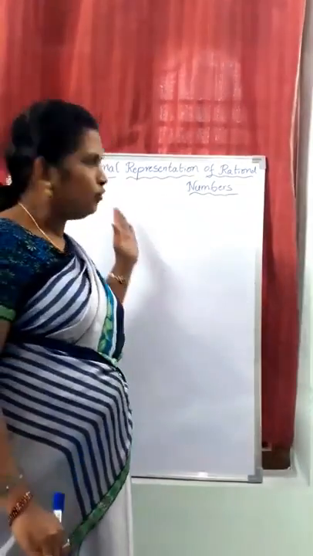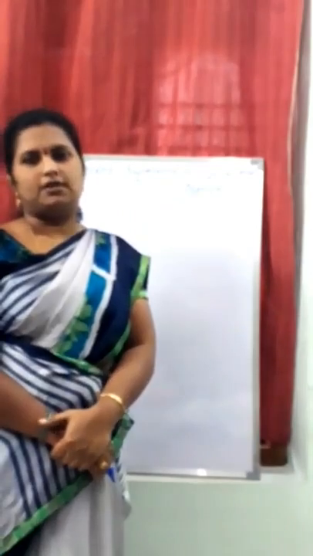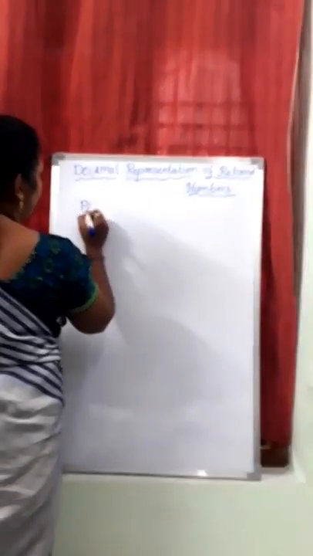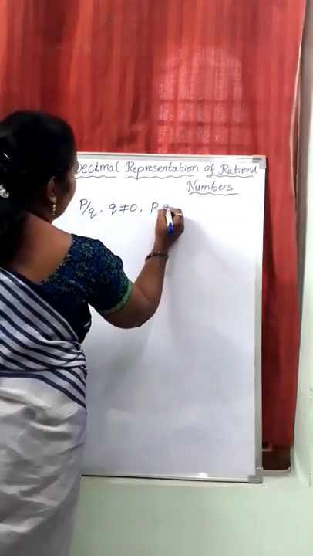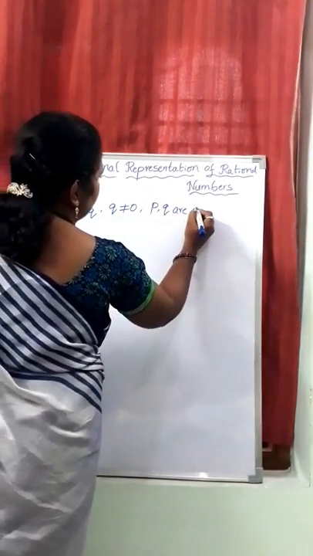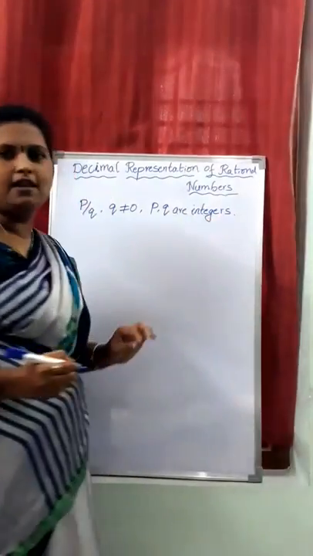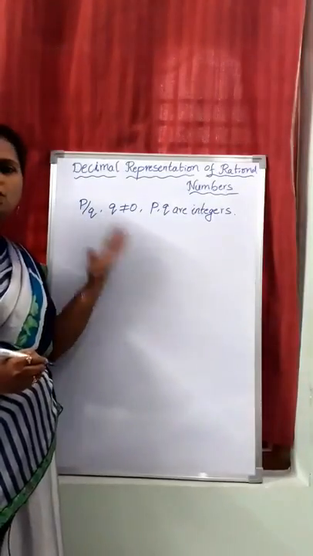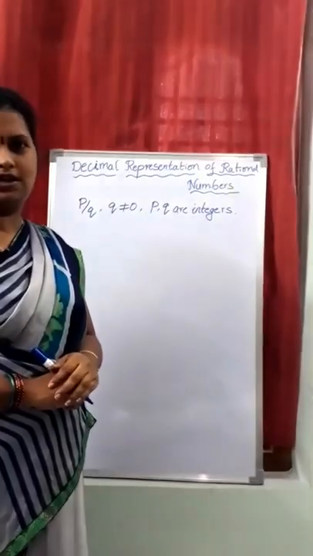So before going to this topic, once again recall what a rational number is. We already know that the numbers which can be written in the form of p by q, where q must not be equal to 0 and p, q are integers, are called rational numbers. Now these rational numbers can also be represented in the form of decimals. That is called the decimal representation of rational numbers.